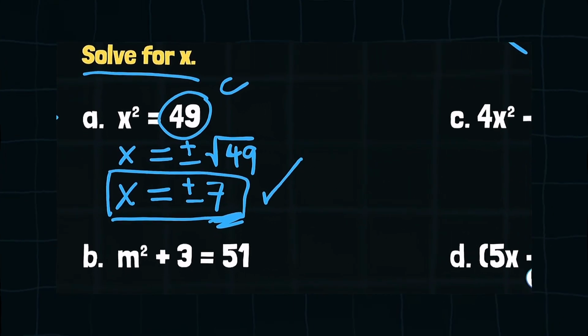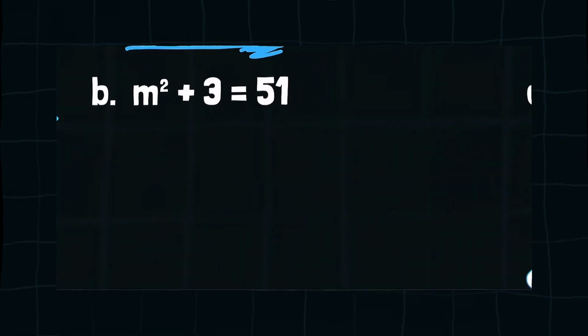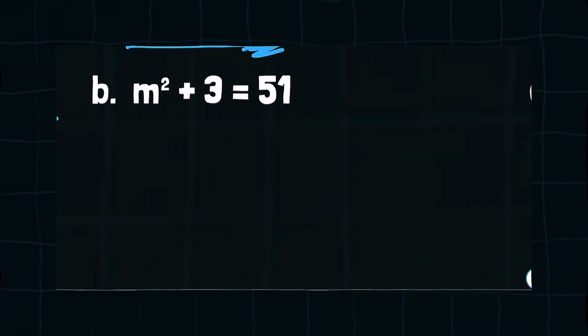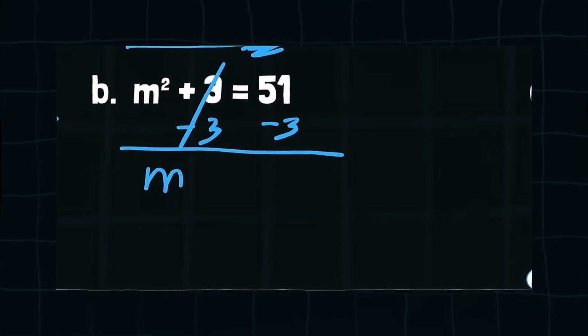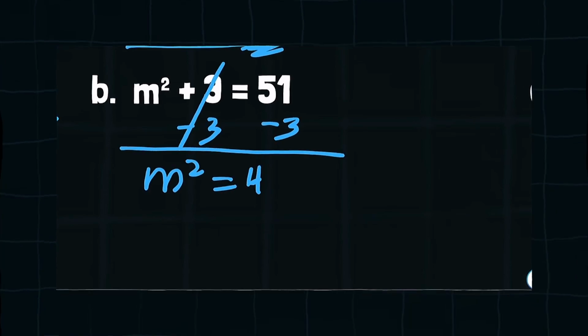There you have it. Moving on to the next example, given m² + 3 = 51. Now what? This one is a bit different, but we can just subtract 3 from both sides to eliminate 3 from the left-hand side of our equation, leaving us m² = 48. As you can see, we can now apply the square root principle.